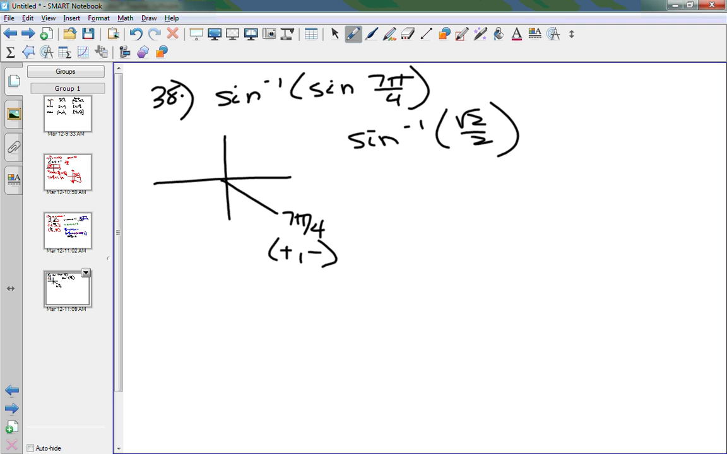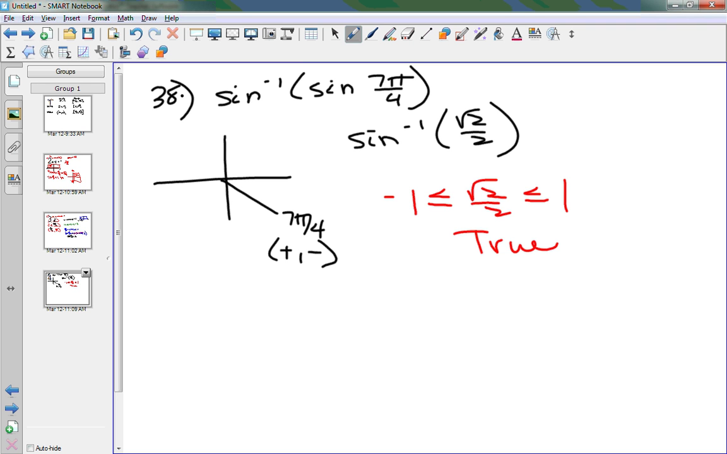Yes? Now my question to you is, is the square root of 2 over 2 in my domain of the arc sine? Is negative 1 less than or equal to square root of 2 over 2, which is less than or equal to 1? Is that a true statement? Yes, this is a true statement. Since that is true, I can calculate this problem. There is a solution to this problem.